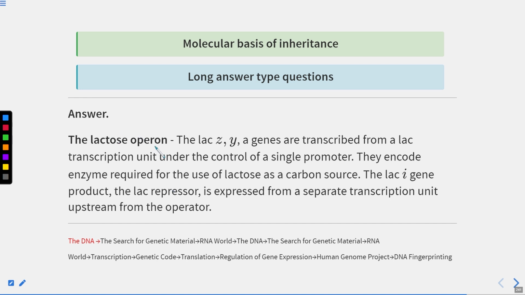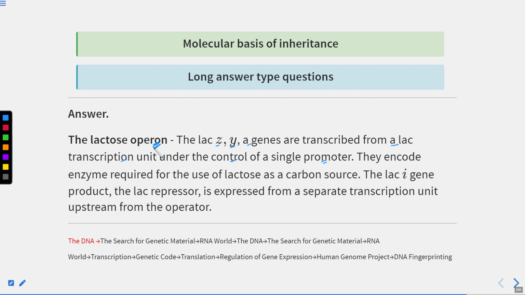Now, let's talk about this lactose operon. It consists of these genes: lacZ, lacY, and lacA. These are the three structural genes present in the lactose operon. These genes are transcribed from a lac transcription unit under the control of a single promoter. So what is the unique feature of the polycistronic gene, or you can say the lac operon? The lac operon is an example of a polycistronic mRNA or polycistronic gene.